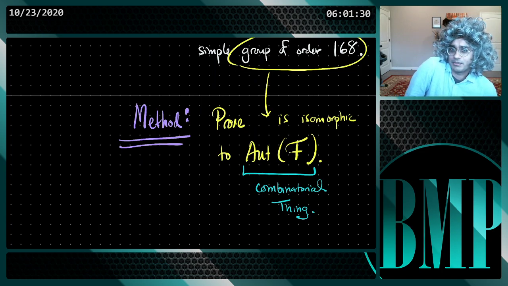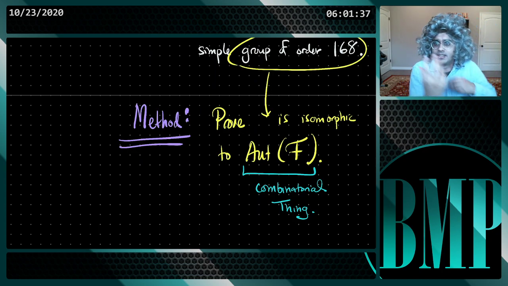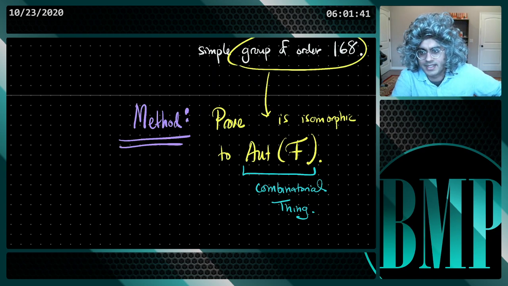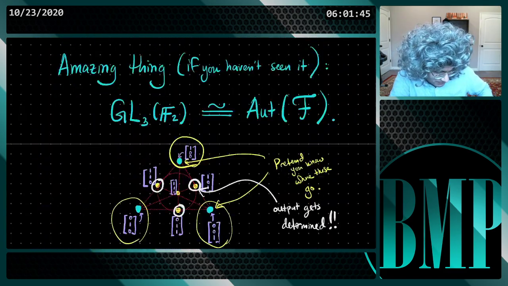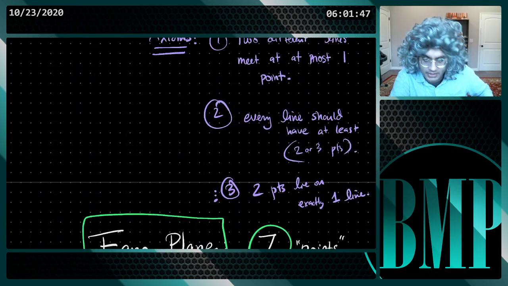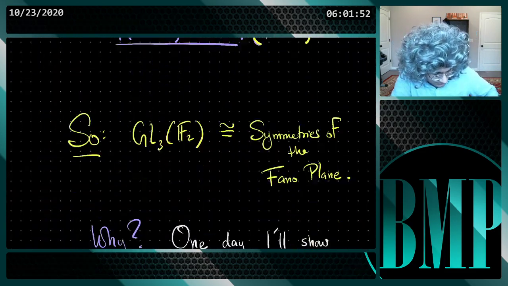For now, just play around with the Fano plane and play around with this automorphism group, Aut of the Fano plane. See if you can understand it spiritually, or maybe try to prove this isomorphism, GL3(F2) to the automorphism group. See if you can prove it. Okay. Great. All right, so now that's enough of my scheduled content.